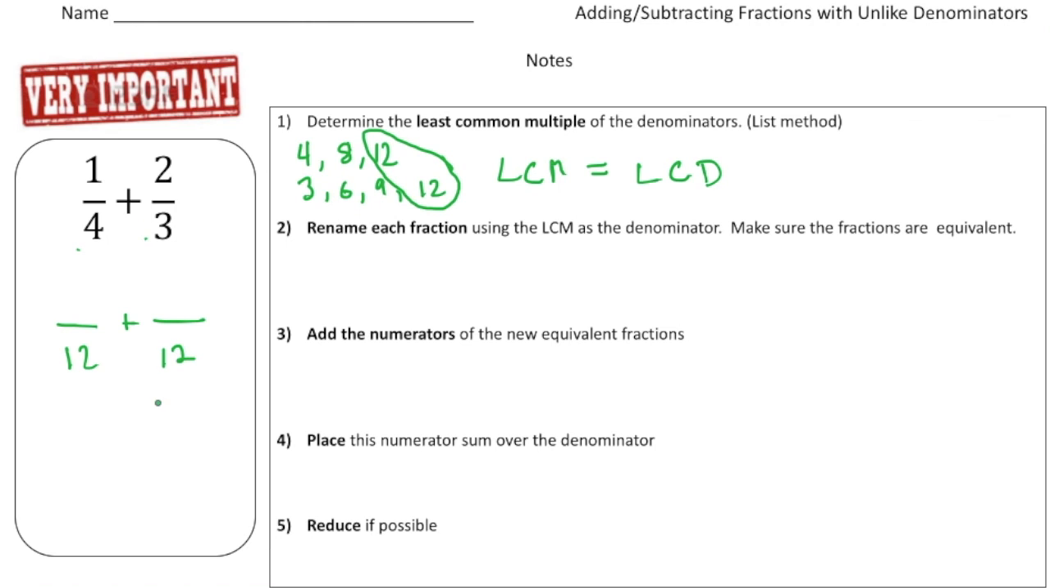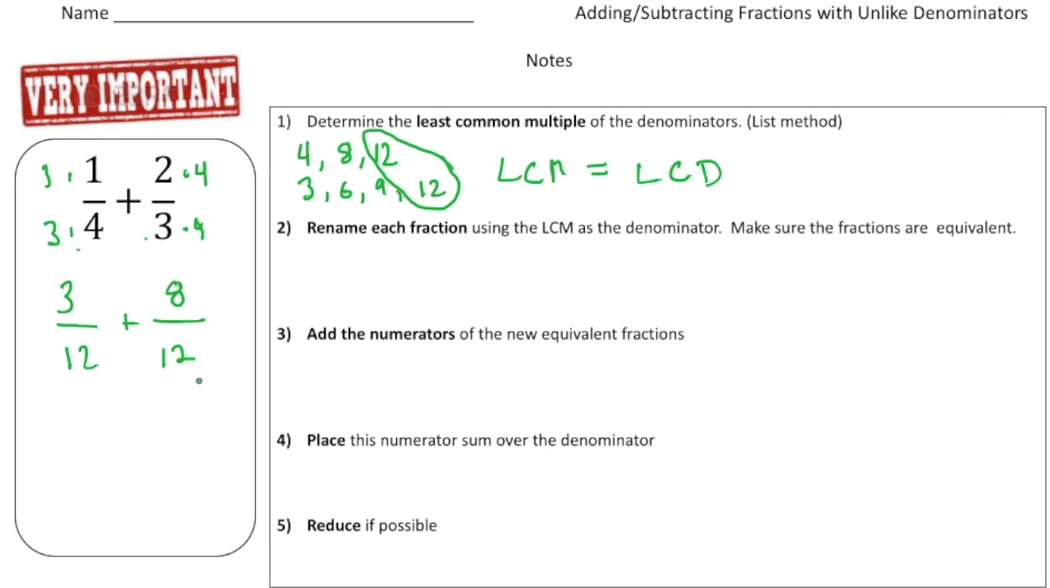So that's step 1. Now step 2 says name each fraction using the LCM as the denominator. Alright, so to go from 4 to 12, I would multiply that times 3, right? So I need to do the same thing to the 1. So 1 times 3 is 3, so that's 3/12. And then to go from 3 to 12, I'm going to multiply that times 4. So I need to multiply 2 by the same factor, which is going to be a 4. So 2 times 4 is 8. Alright, so now we have 3/12 and 8/12.